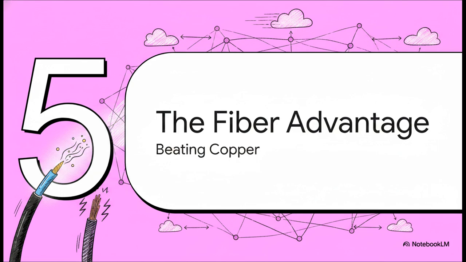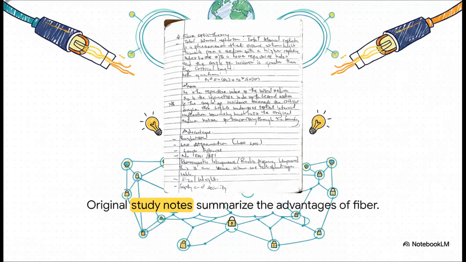Let's bring this deep dive full circle with Section 5, the fiber advantage. Time to see why all of this complex physics results in a network that just crushes old copper wires. Let's move on and see how this builds into real-world networking dominance. Sometimes, the absolute best way to grasp advanced tech is just to see it distilled down into straightforward bullet points, just like these original study notes outlining the core advantages.